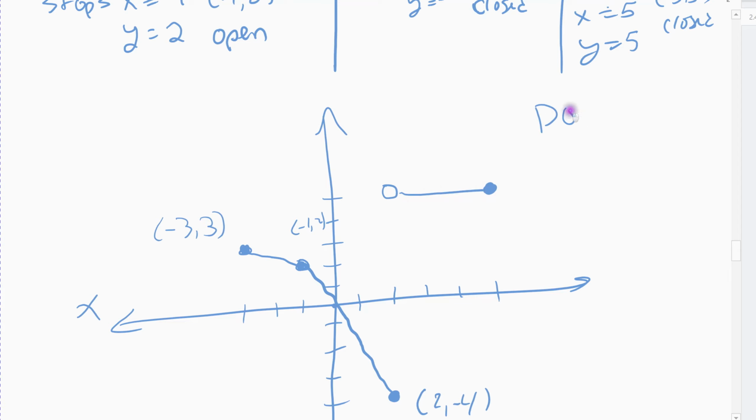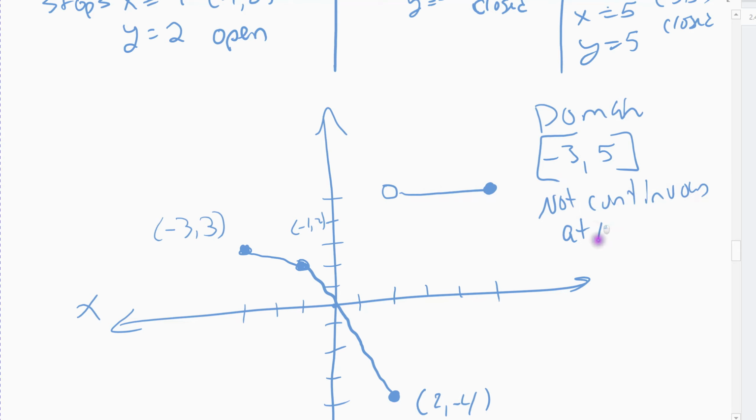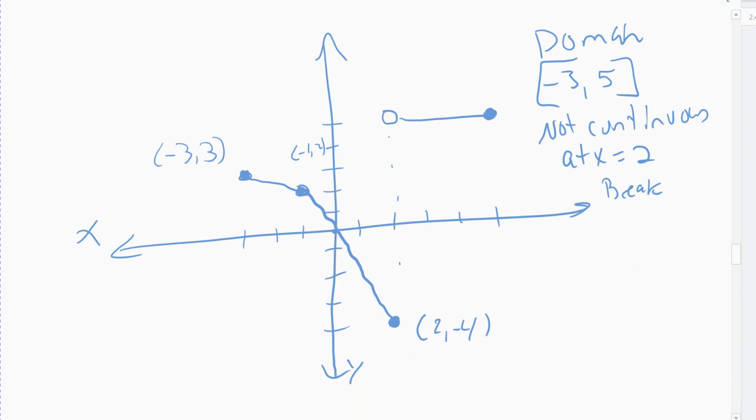And so its domain goes from -3 to 5, and it does exist everywhere between -3 and 5, and it's not continuous at x equals 2. Right at 2, there's a break. Alright, so it's not continuous there. And there's the graph of that function.